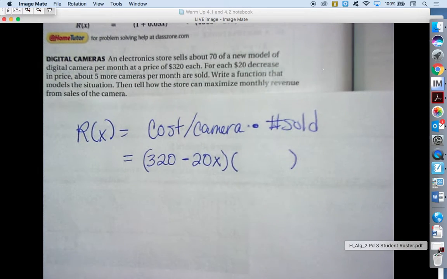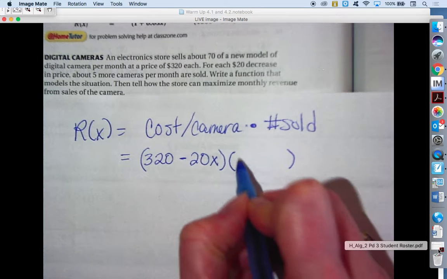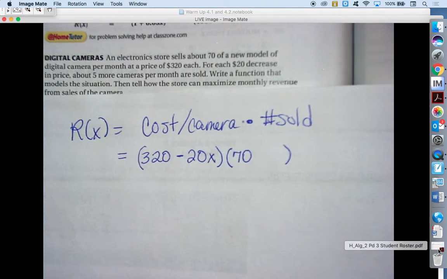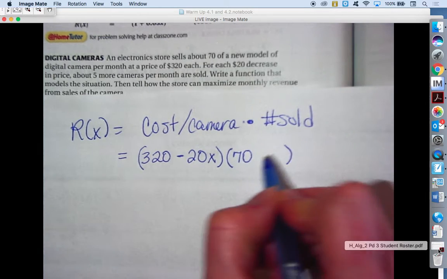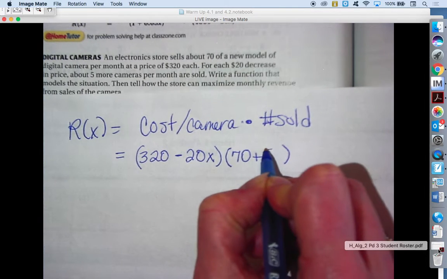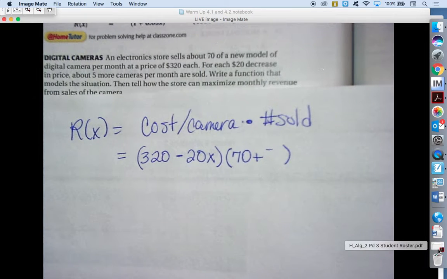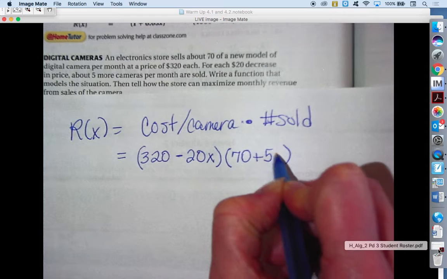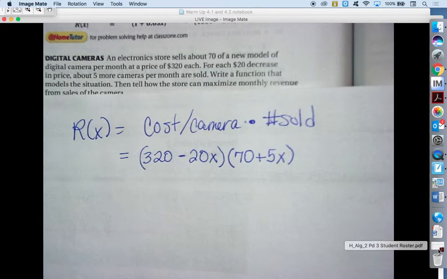How about the number sold? Emma, what do you have for that one? 70. So we sold 70 cameras, but if we reduce our price, what are we hoping to do? Add 5 per month. Yeah, add 5 per month. So we're going to put a 5x there. Again, that x means every time that I reduce the cost, I should sell another 5 cameras.